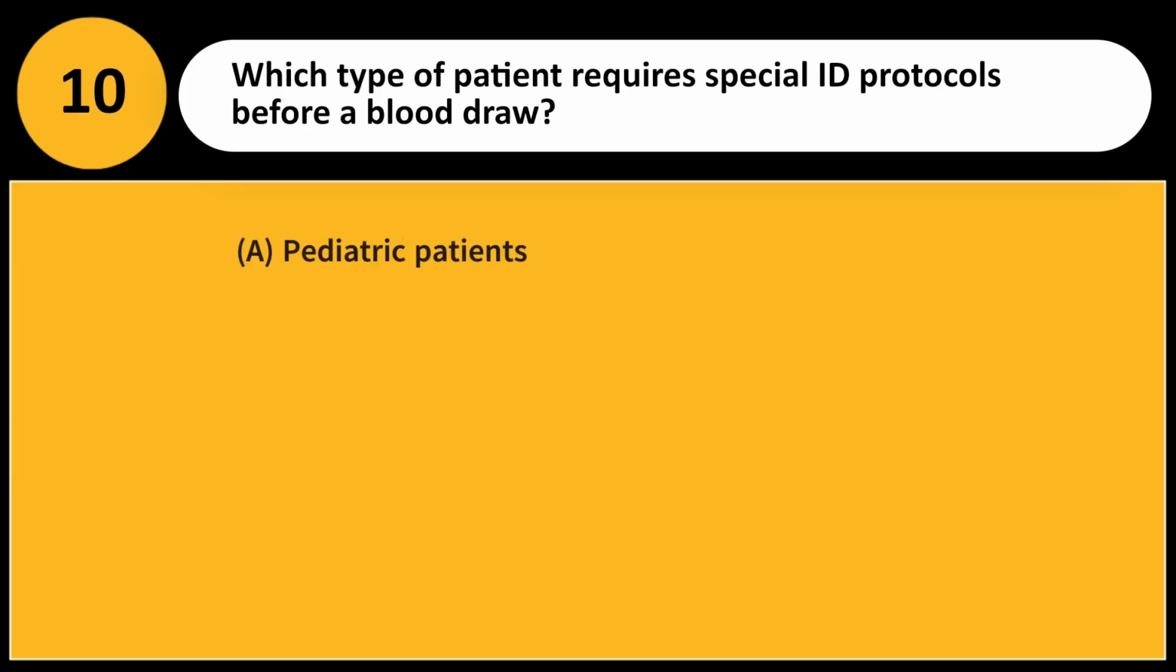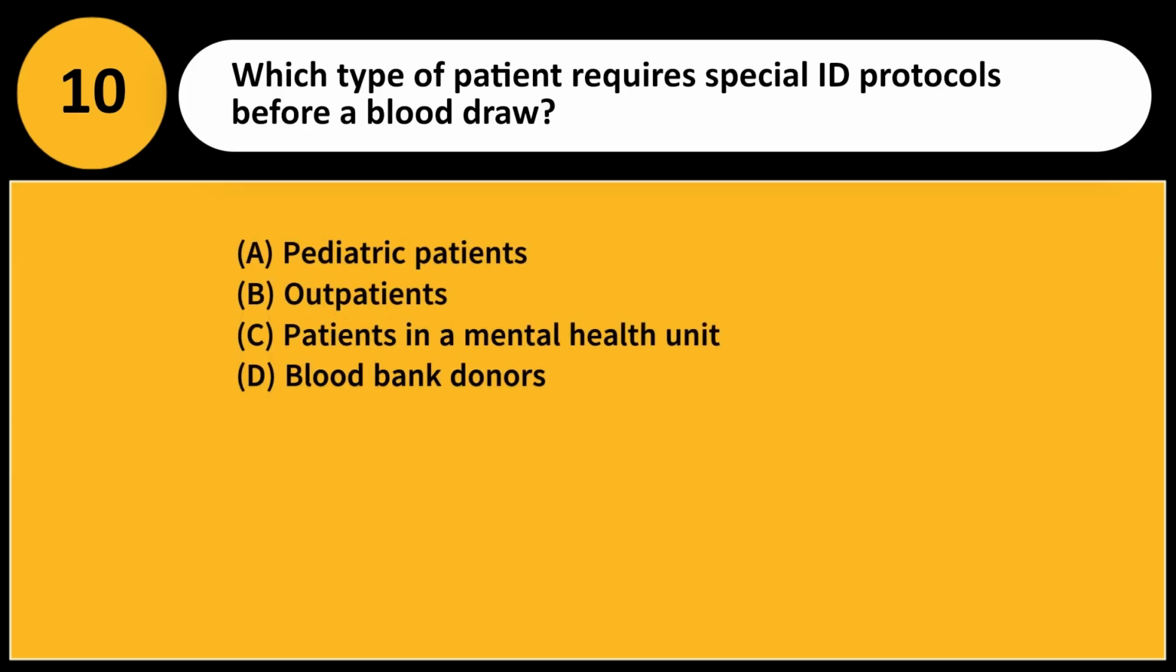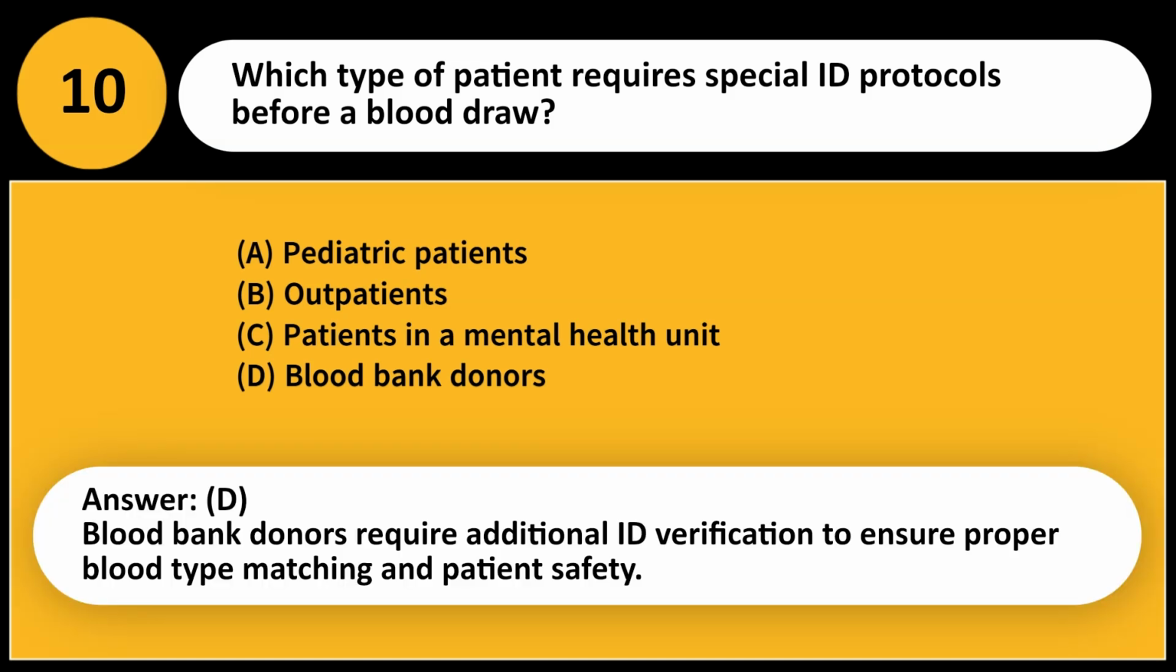Which type of patient requires special ID protocols before a blood draw? A. Pediatric patients. B. Outpatients. C. Patients in a mental health unit. D. Blood bank donors. Answer, D. Blood bank donors require additional ID verification to ensure proper blood type matching and patient safety.